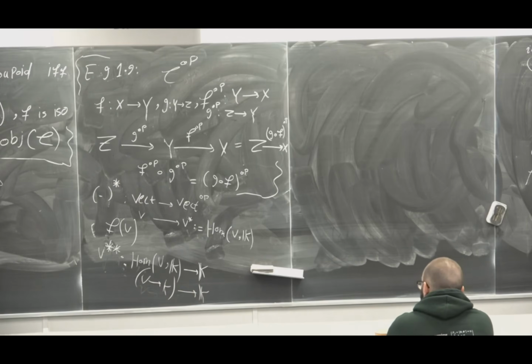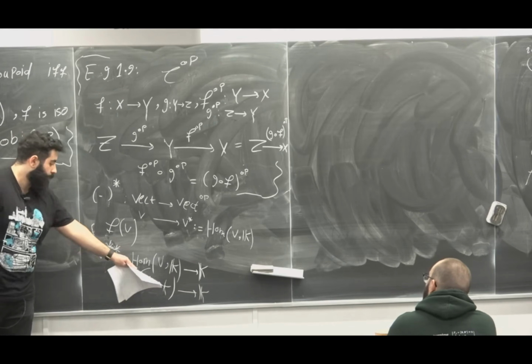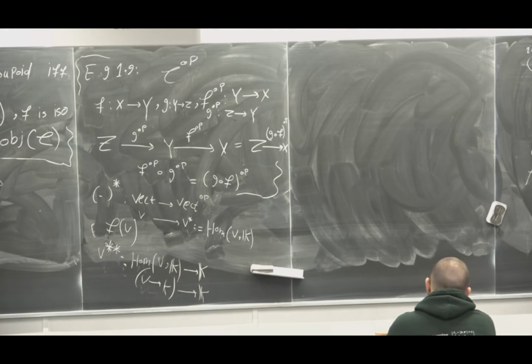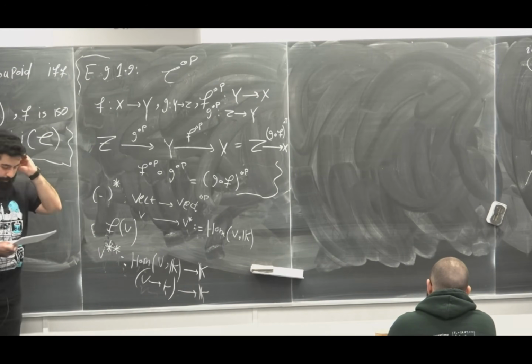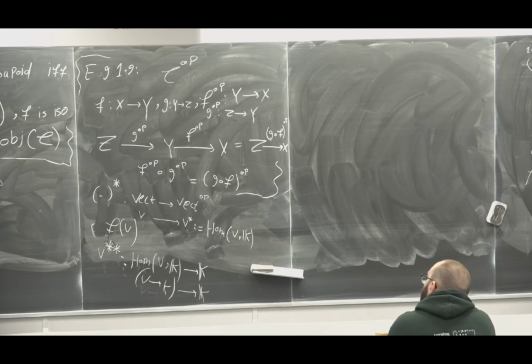This is the double dual. It's a map from maps from V to K, to K. And how do you get that? You just act on V with your linear function. But yeah, I don't know why I did that just now. It's fine.